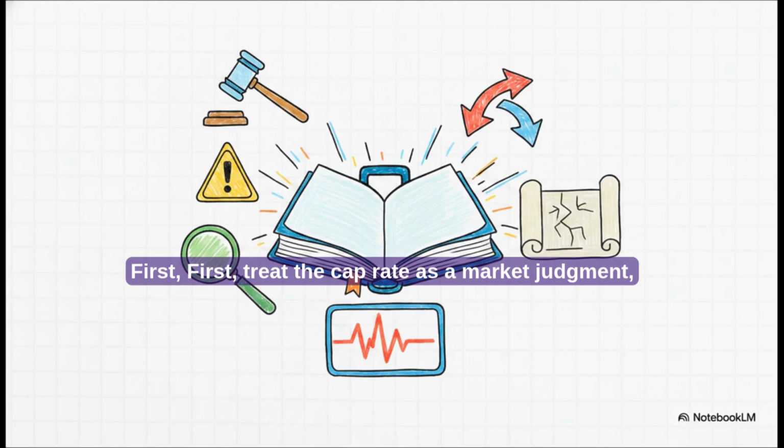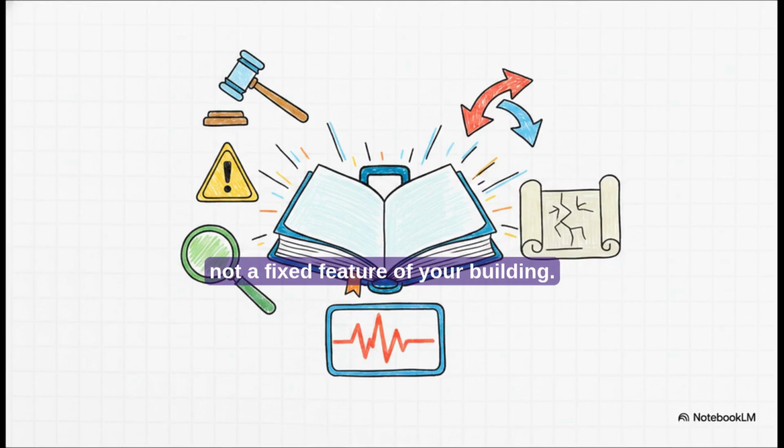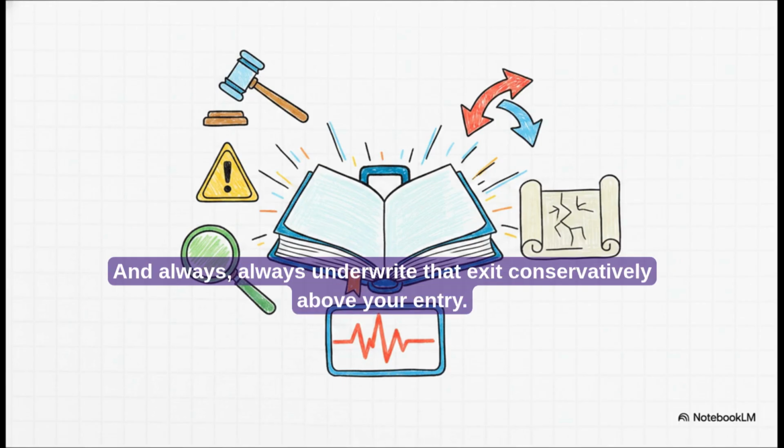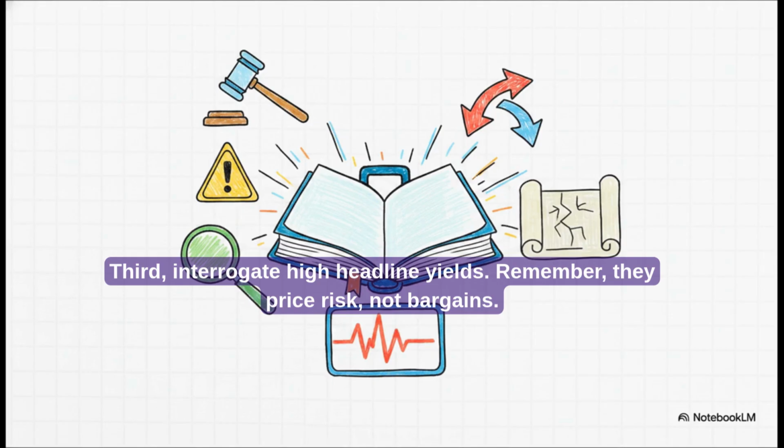First, treat the cap rate as a market judgment, not a fixed feature of your building. Second, completely separate your going-in and exit rates and always underwrite that exit conservatively above your entry. Third, interrogate high headline yields. Remember, they price risk, not bargains.